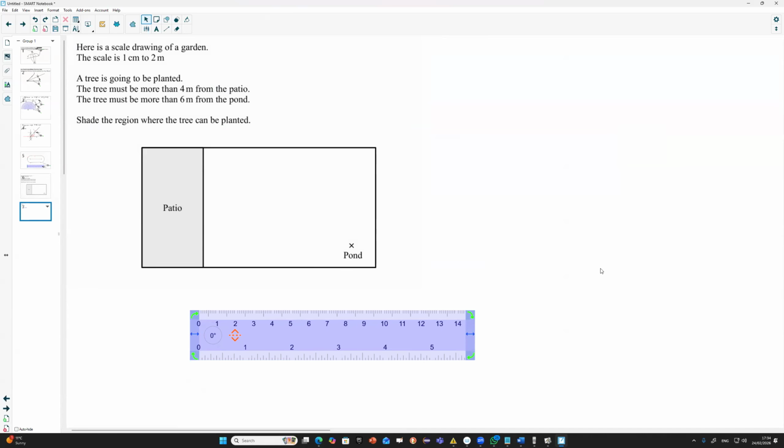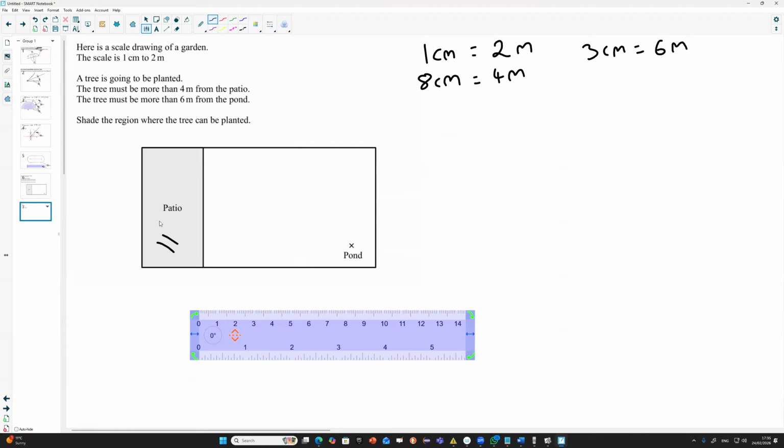It must be more than 4 meters from the patio. So obviously, according to this scale, that's got to be 8 centimeters. So we know 1 centimeter equals 2 meters, so 4 meters is going to be 8 centimeters. And we know 6 meters is going to be 3 centimeters. So 6 meters is 3 centimeters. Is that okay? Yeah.